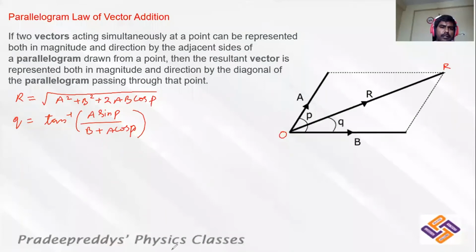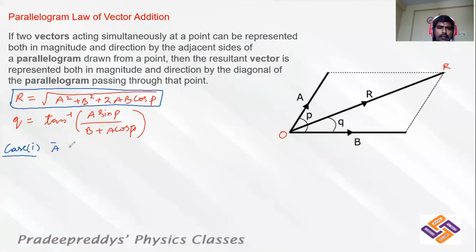Now see here, we have got two conclusions from this, R as well as the angle made by the vector with respect to x-axis. Now take this equation R. This is the resultant vector, right? Resultant magnitude. Now let us take case 1.